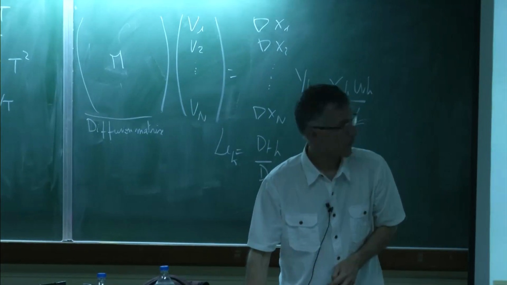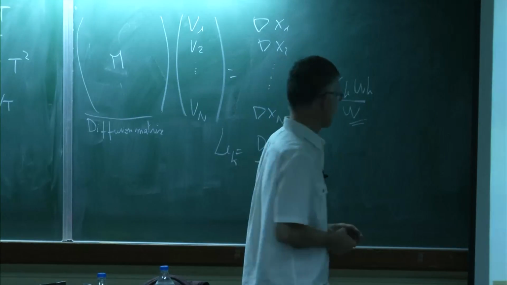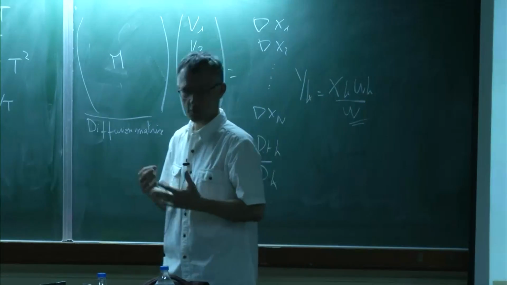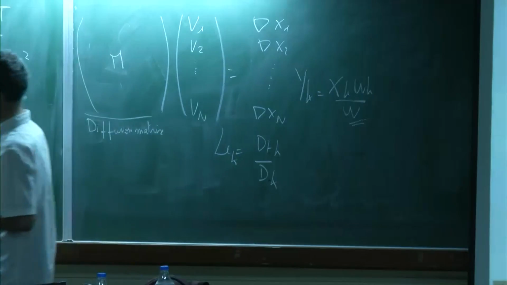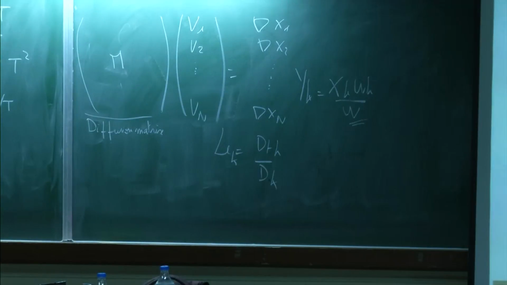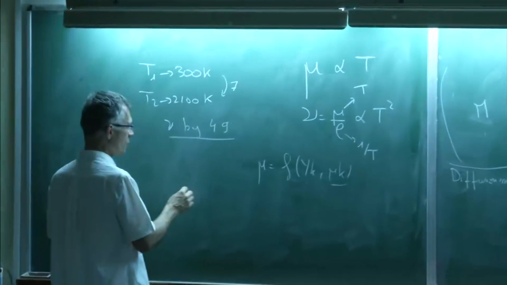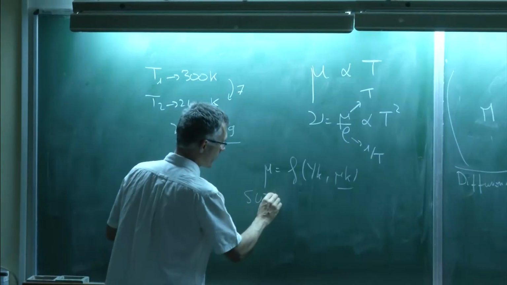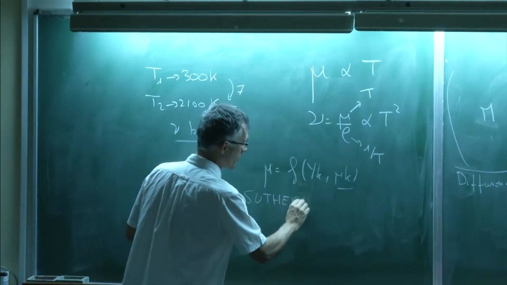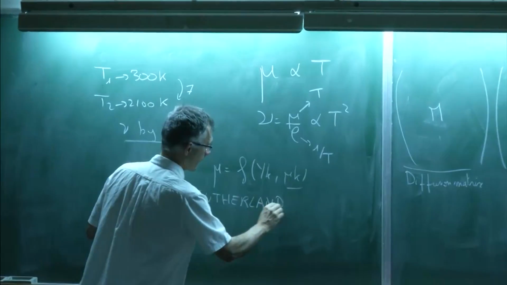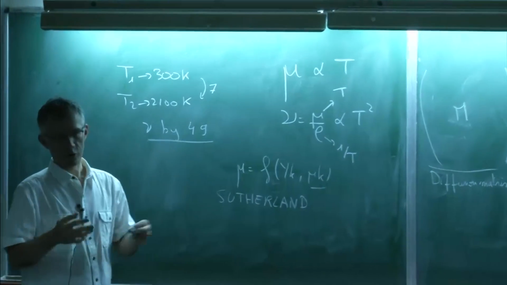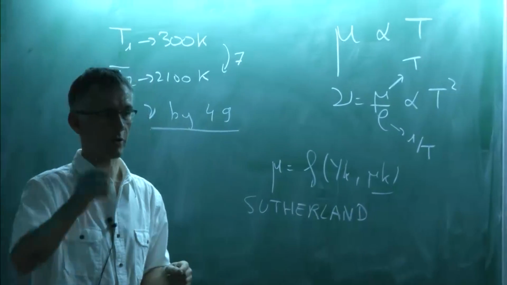For the viscosity, for mu, it depends how precise you want to be. If you want to be very precise, there are models which give you mu as a function of the Yk and the mu k, the viscosity of each species. But in practice, what we do is the following. We just use a correlation. For example, if you're using air, the Sutherland formula works really well for air. It's a correlation as a function of T.